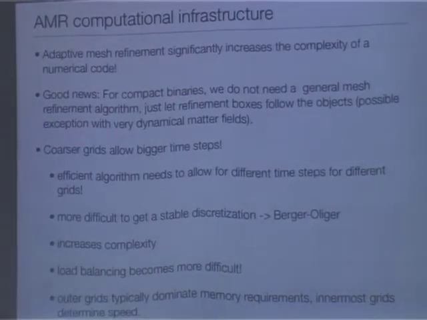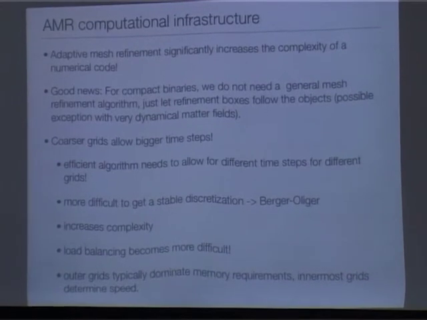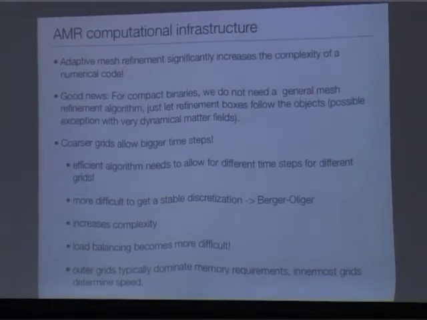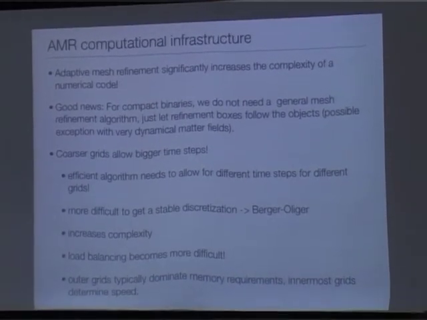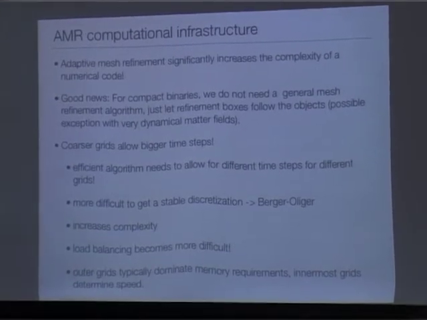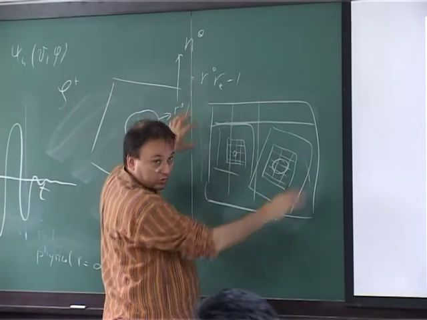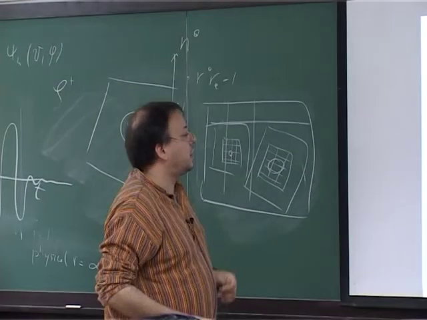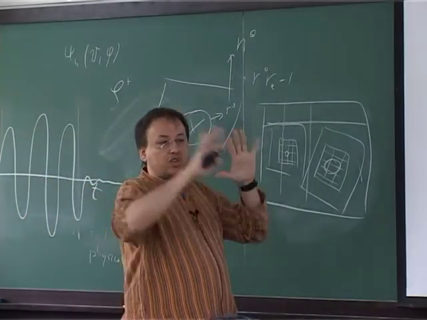The bad news is that this makes the code a lot more complicated, because these different boxes have to communicate with each other. That creates a lot of overhead. There's also good news: for compact binaries, we don't have to make a very general algorithm, because we know where we have to put more resolution, where the objects are. If these objects move around each other, we just have to move these boxes with the objects. We know exactly where to do this. We just follow these objects. So that makes the algorithm much simpler than the most general thing that you can do.